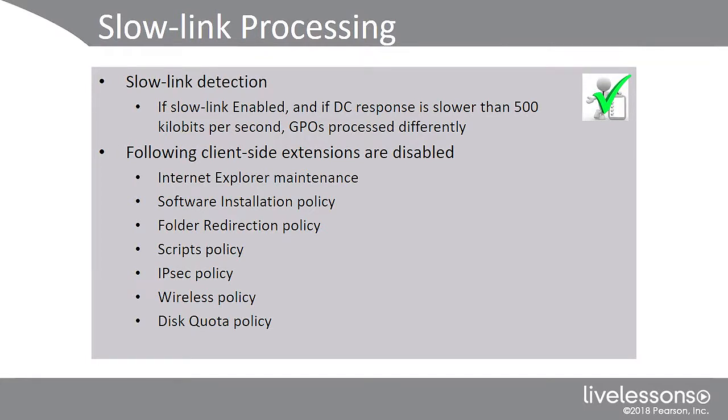Another time that we want to configure how GPOs are processed is when we have a slow link. This is called slow link detection, and we can configure what happens to GPOs if it occurs. First off, in order for us to use slow link detection, we have to have enabled this option, and it has to detect that the DC response is slower than 500 kilobits per second. If both of those criteria are met, then the GPOs are processed differently. In fact, there are several client-side extensions that are simply disabled. They don't want them to even execute because of the connection between the client and the DC.